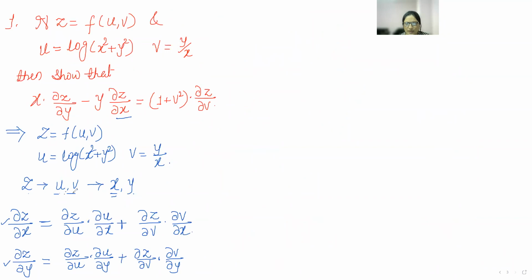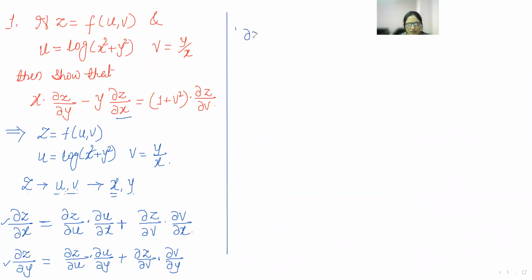z is function in u and v, and u and v are functions in x and y. So according to that, by using chain rule, we will get these two terms, these two partial derivatives. Now we are going to find out that derivatives.